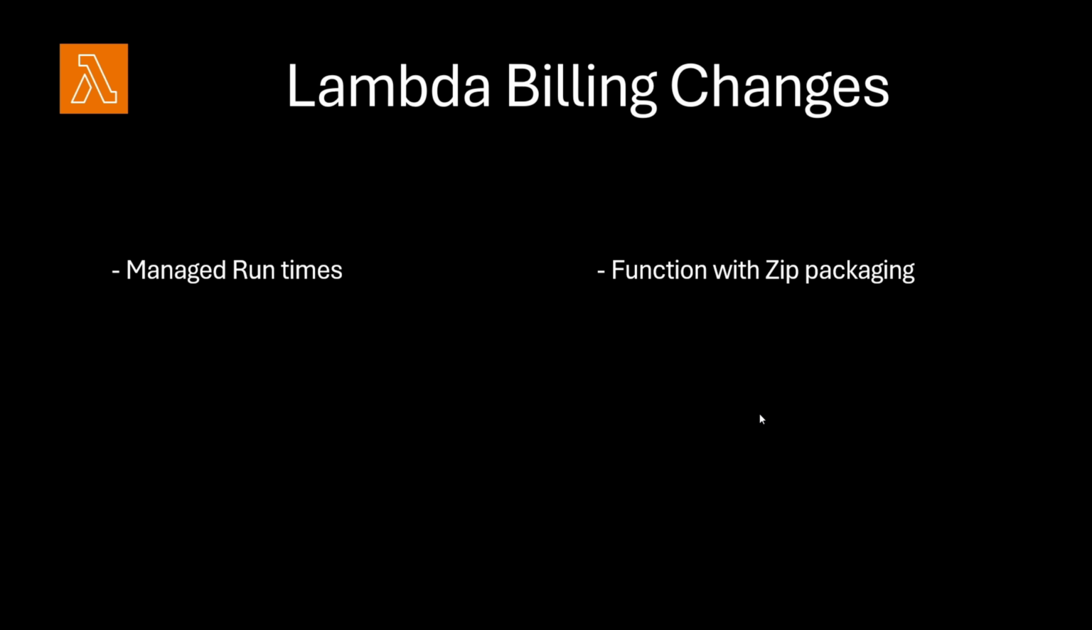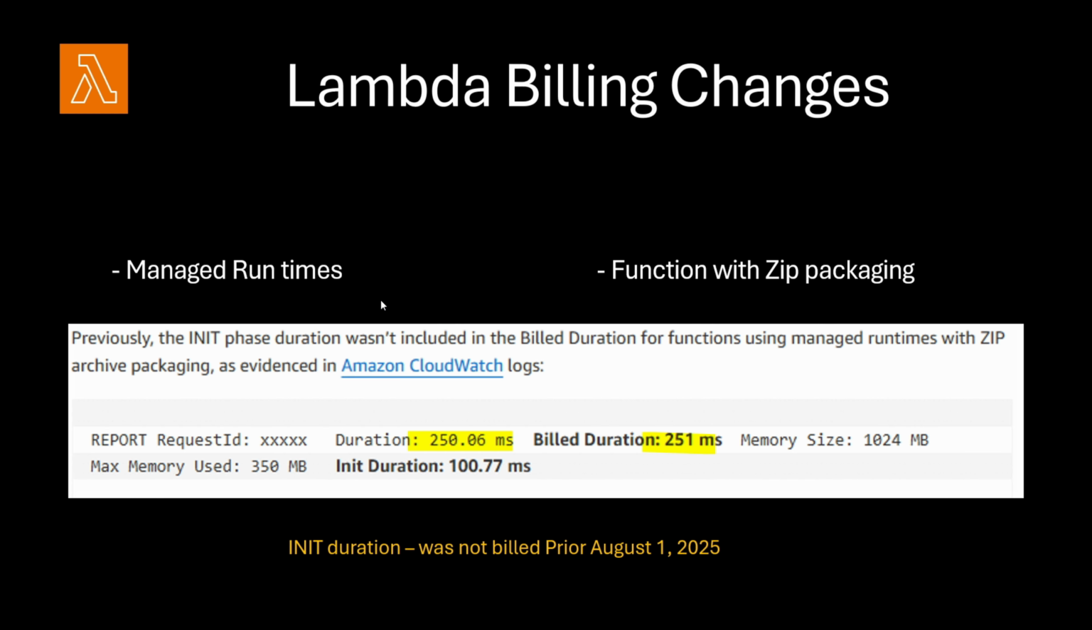Now let's see what Lambda billing changes happened recently. We are talking about AWS Lambda functions which are running on managed runtimes and functions which we upload as a zip archive packaging. So this change only happened for these particular AWS Lambda functions. If you are running your Lambda function with a custom runtime or you have provisioned concurrency enabled on your Lambda function, there is no change for you because init duration is already a part of billed duration for those functions. The current change is only for the managed runtimes and functions with zip archive packaging.